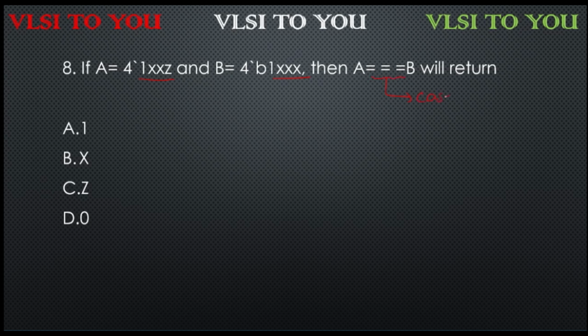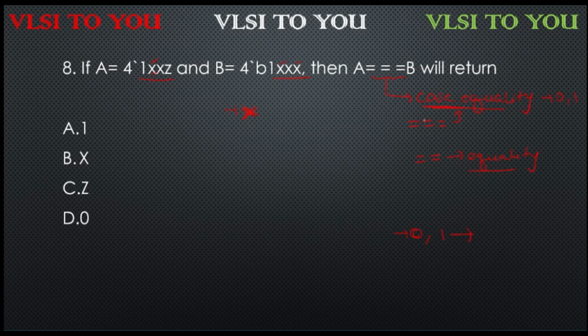Firstly, this is case equality. If you are using three equal symbols, then that is case equality. If you are using only two symbols, then that is the equality operator. Now what is the difference between equality and case equality? In equality, if you have any x or z values, it will return the output as x. But in case equality, even though there are x and z values, it will compare the x and z values also, and it will return only two values, only 0 or 1.